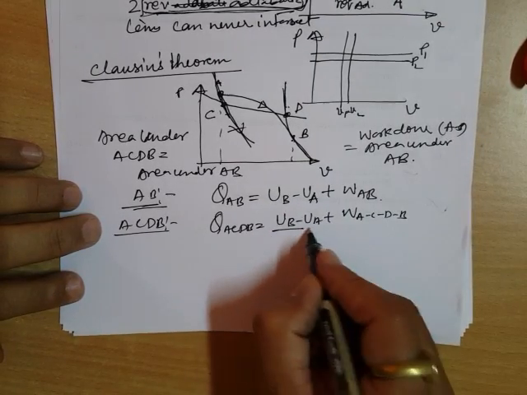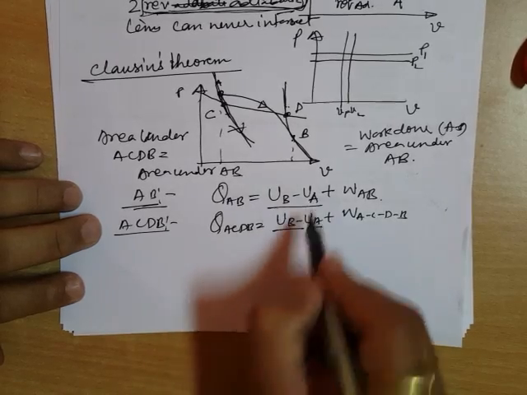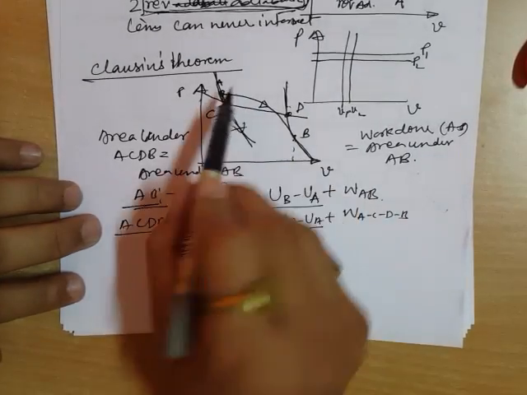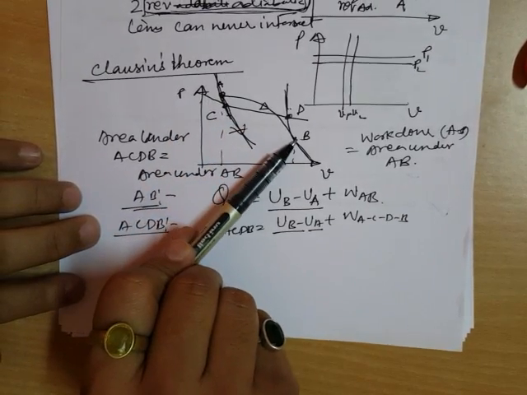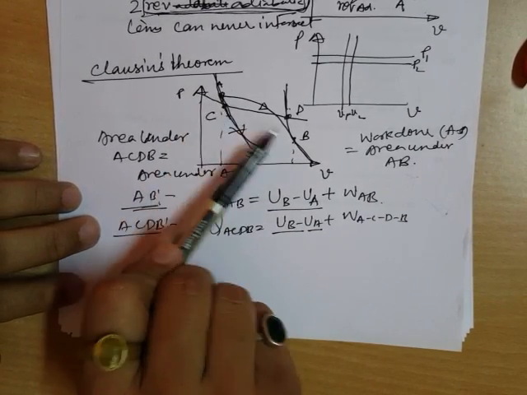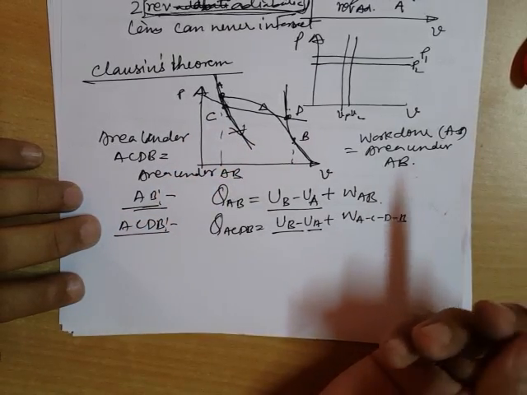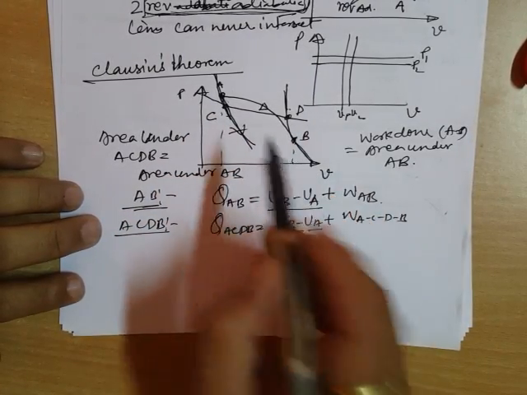Why am I writing UB minus UA? Same as above. The reason being, as internal energy is a point function, it will be immaterial whether I am following the path A to B, or whether I am following this path. This will be the same because internal energy doesn't depend on path.